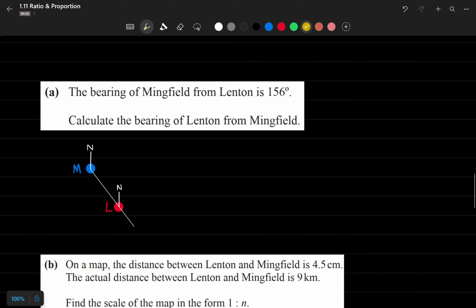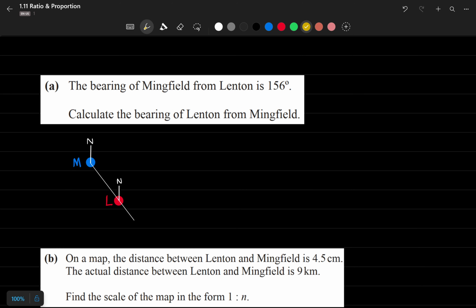Now in the next question, this is bearing. So the bearing of this from this is 156 centimeter.